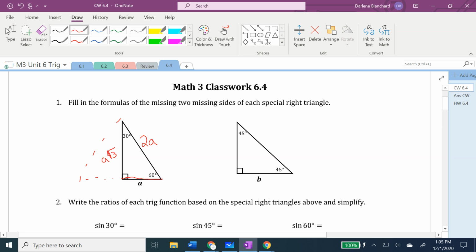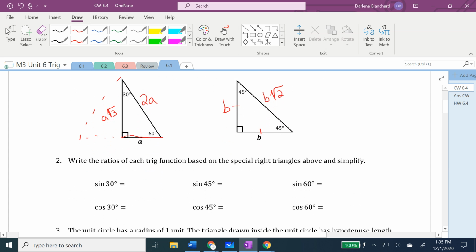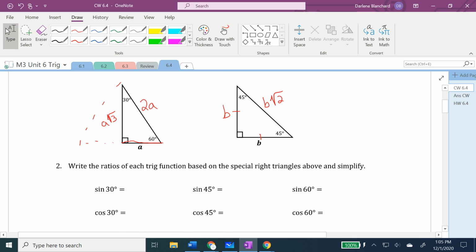For the 45, 45, 90, if the angles are equal, the legs are equal. So if this is length B, this is length B. Through the Pythagorean theorem, we can find that the hypotenuse is B times the square root of 2. Now, what I want you to do is write the ratios of each of these special right triangles and simplify them. So be ahead of me. If I do this for you, you're going to have a harder time remembering these numbers.